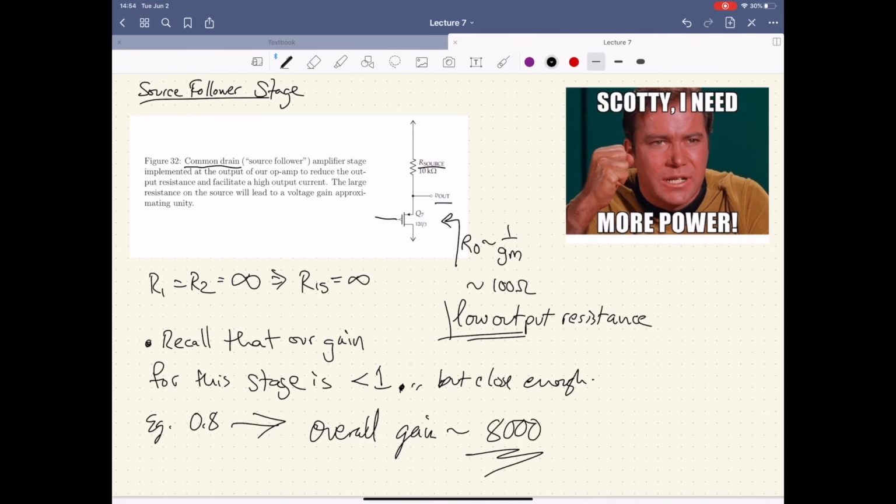So, this is a great piece to tack on right at the end there. It's giving us that power that we need, giving us that current. We're getting that low output resistance. Things are fantastic.